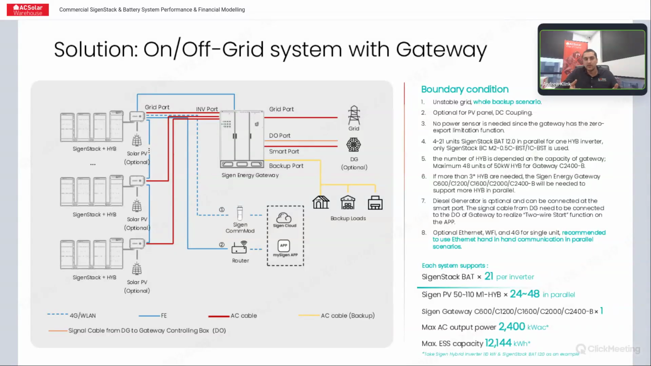I suppose the generator can also be used without the gateway, but in this case, it will allow you to have the grid and the generator all running through the gateway here. And yeah, you've got your 2-wire auto start here for the generator as well.